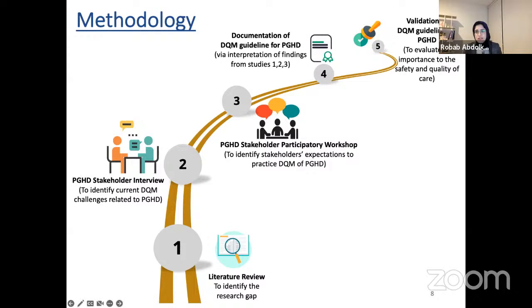After finding the challenges that these different groups of stakeholders had in the current remote patient monitoring programs, we brought them and other stakeholders into a co-design workshop to understand what kind of strategies we can design to overcome those challenges. And then from the findings of these 3 stages, we synthesized the findings and documented the guideline itself with a set of recommendations. The last stage was to validate this through an international survey to understand the extent to which they can provide safe and quality care.